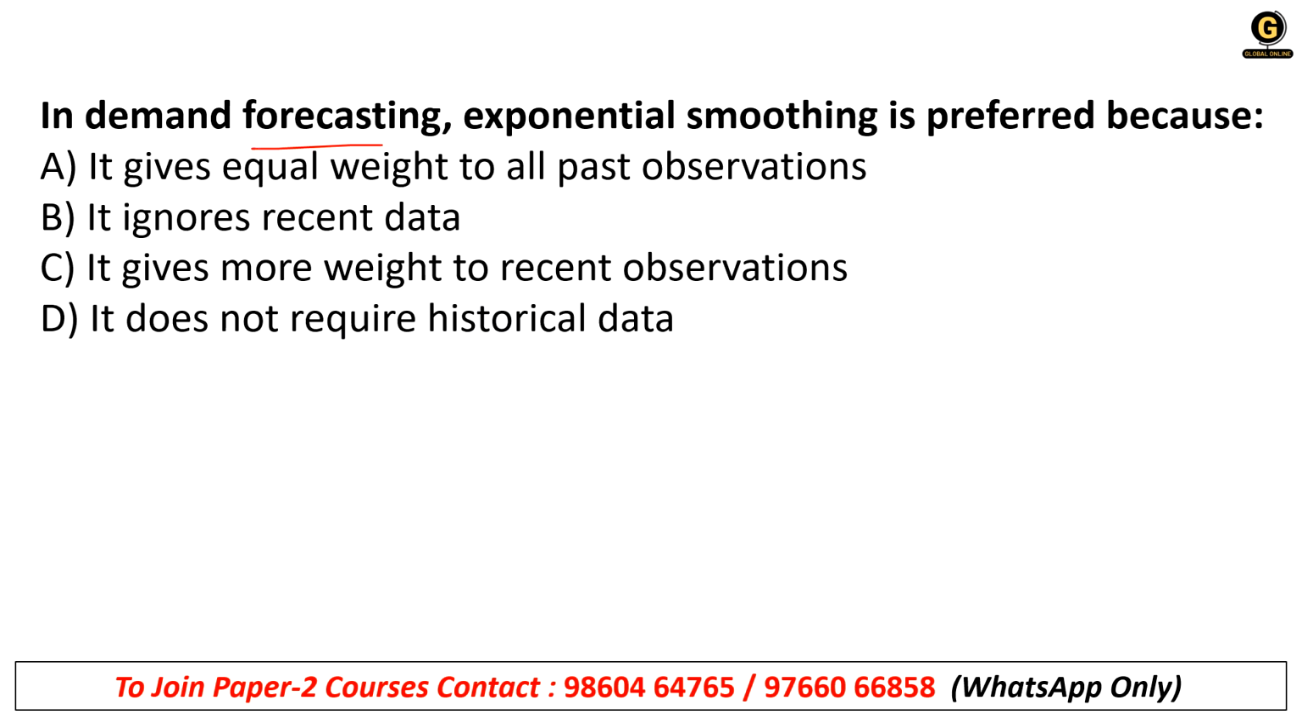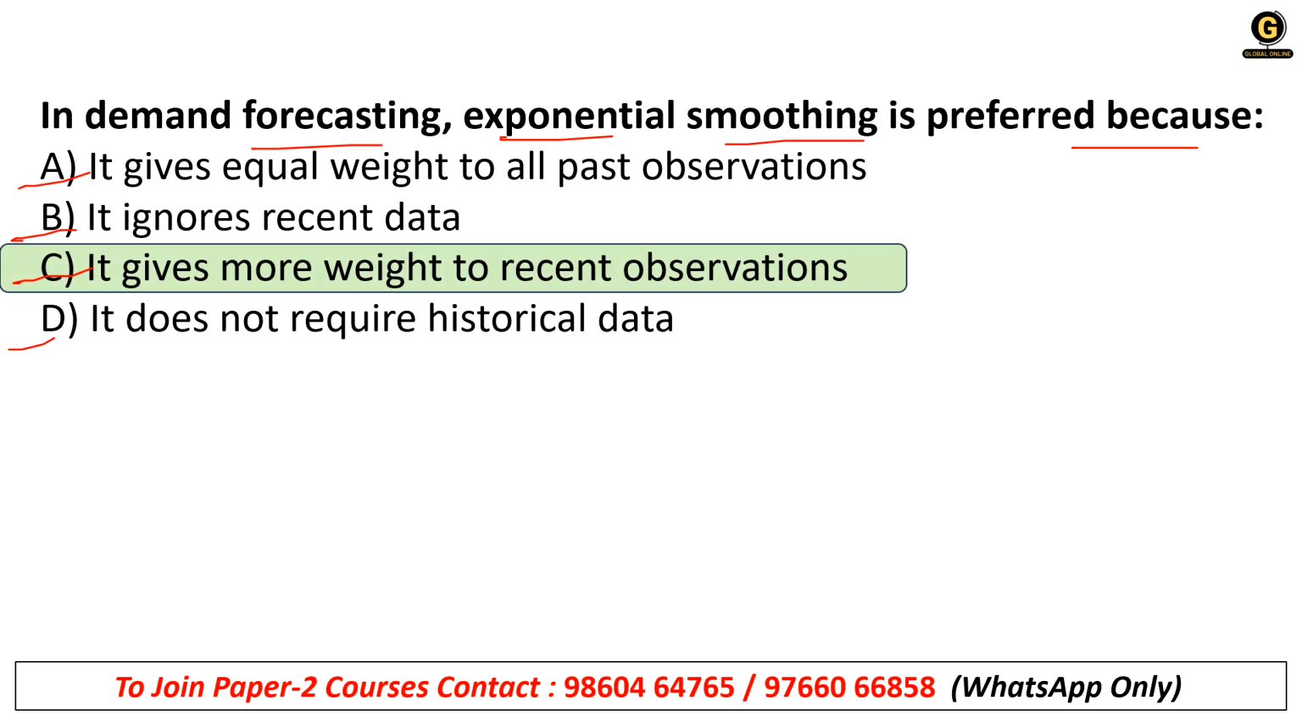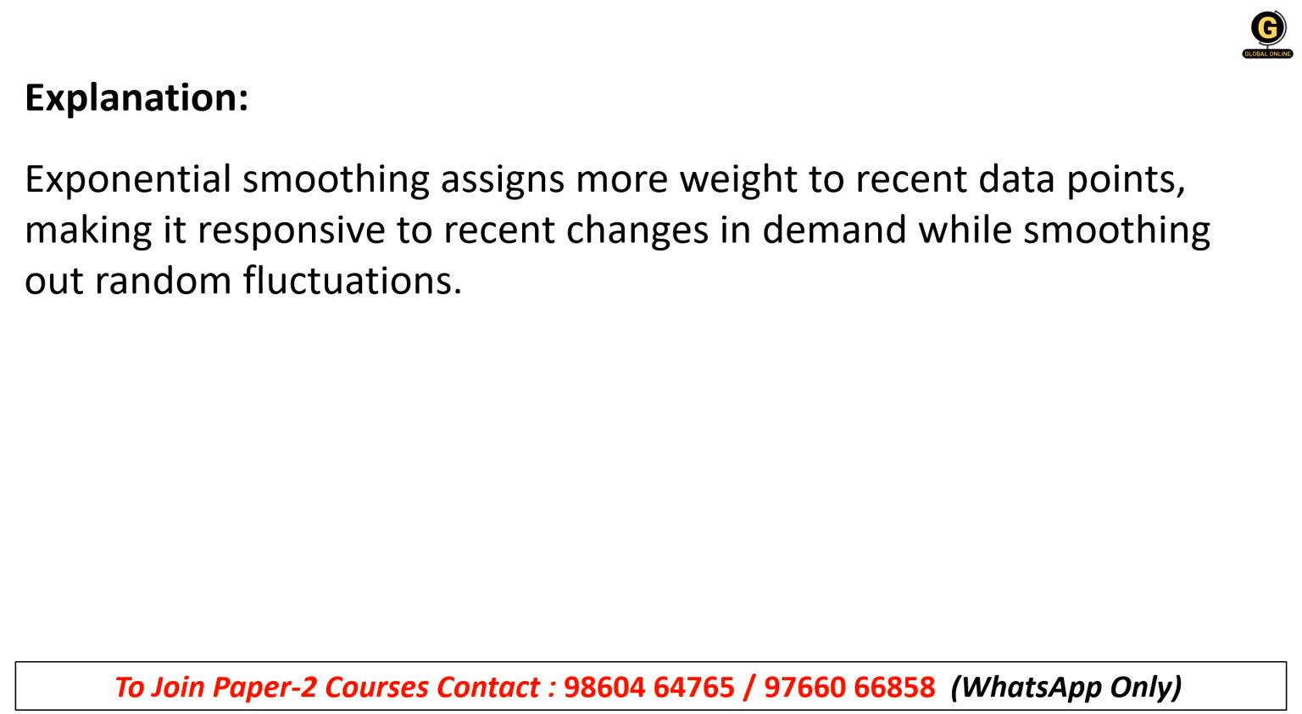In demand forecasting, exponential smoothing is preferred because A, it gives equal weight to all past observations, B, it ignores recent data, C, it gives more weight to recent observations, and D, it does not require historical data. What will be the right answer? The right answer is option C. It gives more weight to recent observations. Okay, so exponential smoothing is preferred because it gives more weight to recent observations. Why? Because it makes it responsive to recent changes in demand while smoothing out random fluctuations. So exponential smoothing assigns more weight to recent data points.